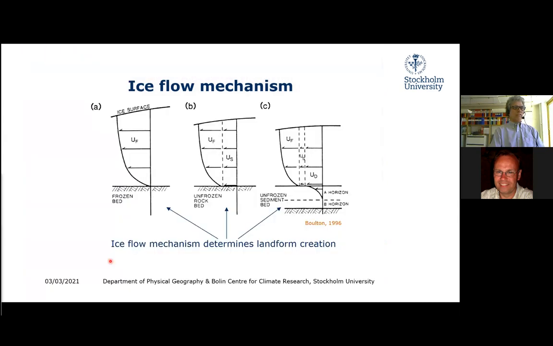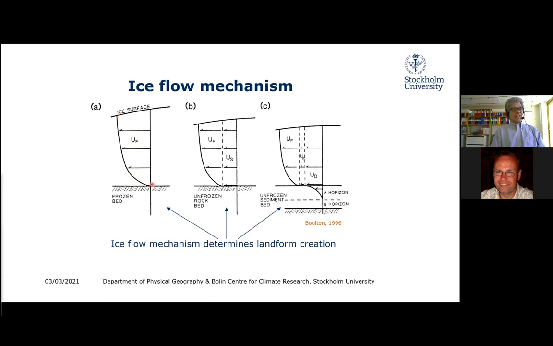So if you put that into a schematic representation, and this one is a famous one from Boulton from 1996, then you can see those three different representations. When ice is frozen to its substrate, all movement through the ice pack is through deformation. And if there's deformation in the lower part of the ice, then all the ice above will ride upon its back. So you have the highest flow at the surface.